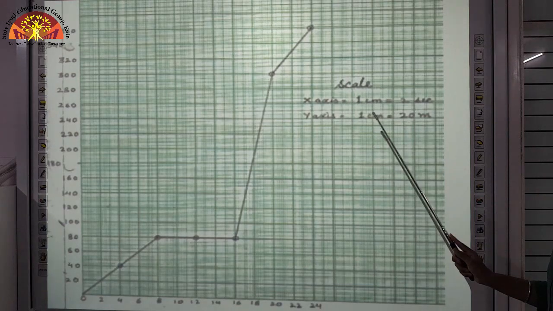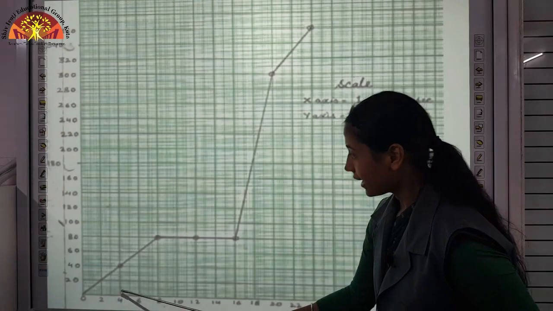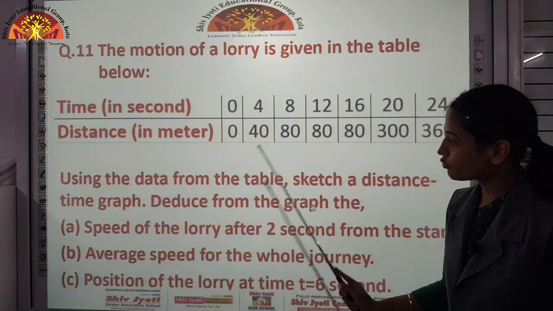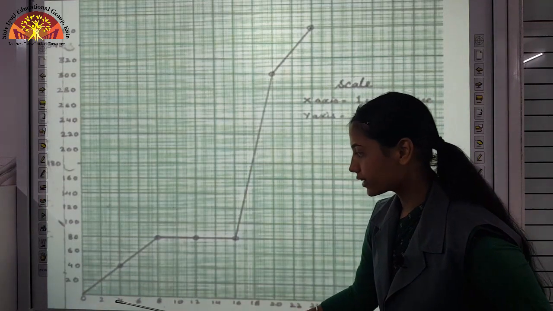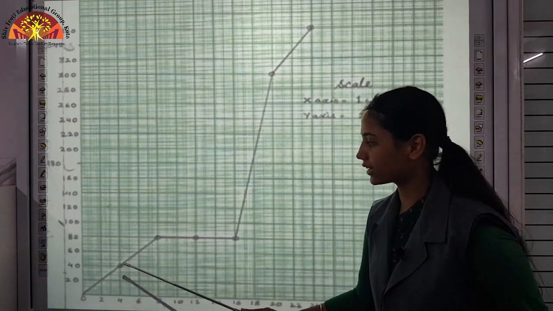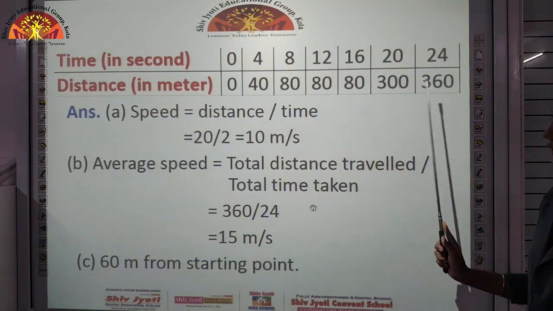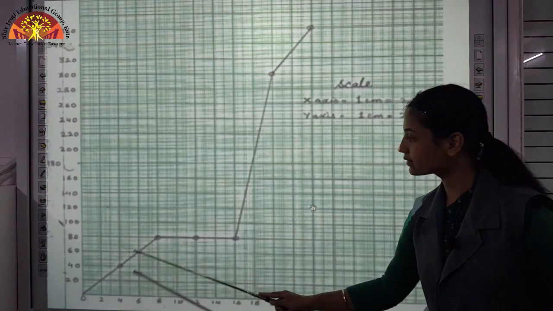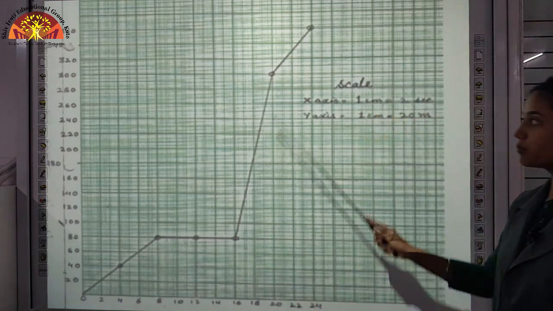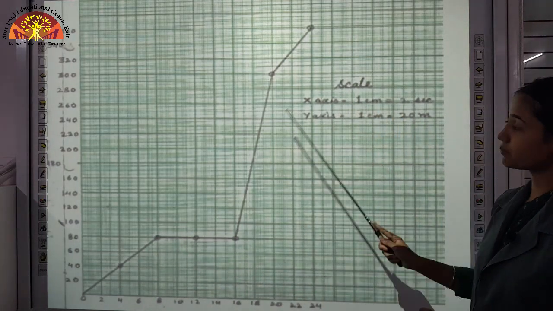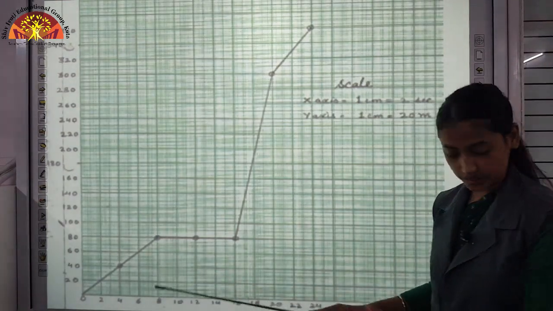On x axis 1 centimeter is equal to 2 seconds. So 4 seconds will come here, and what was the distance given? 40. So you have to find 40 here. Here it is. So the point at which this 4 and 40 are meeting, that will be your required point. So you will do the same for rest of the values. So you will get these points. At the end what you have to do? You have to join all these points. So you will get graph of this type. And you can see this type of motion is non-uniform motion, as the line is not straight.